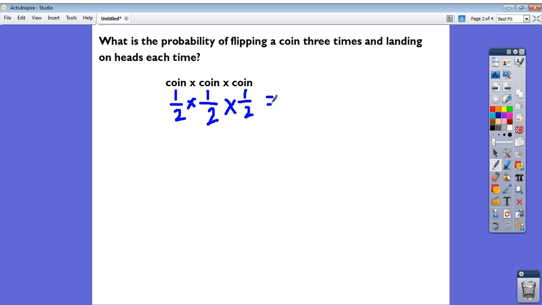So the probability of flipping a coin 3 times and landing on heads each time, 1 times 1 times 1 is 1, and 2 times 2 times 2 is 8. Don't say 6, that's a big mistake people make. 2 times 2 is 4, times 2 is 8. Your turn to practice.